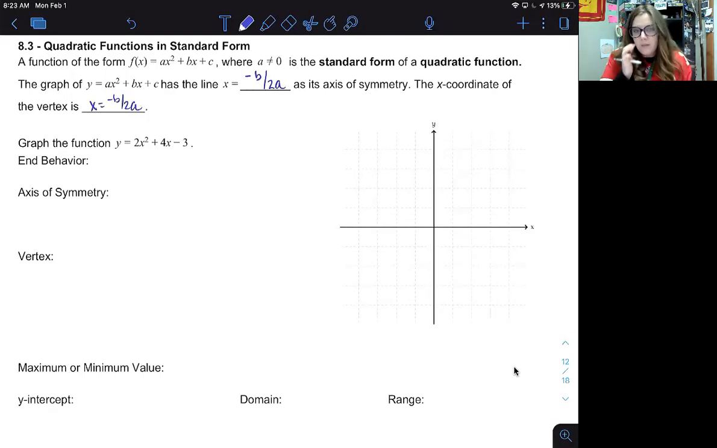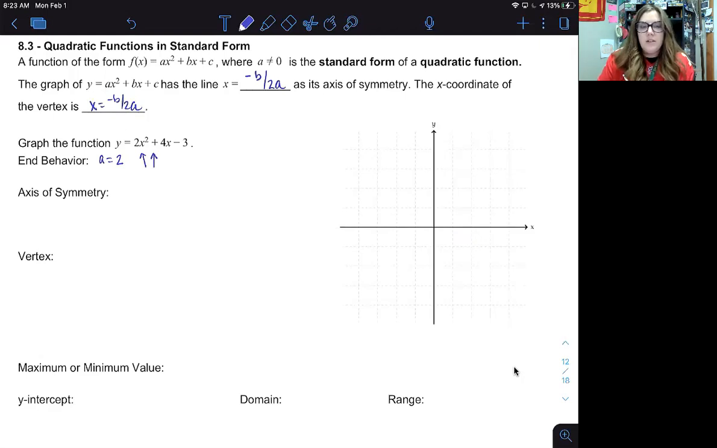All right, so we want to graph the function y equals 2x squared plus 4x minus 3. So to figure out our end behavior, we want to figure out what is our value of a. So a here equals 2. And since a is positive, that means that our graph is facing up. So our end behavior is up, up.